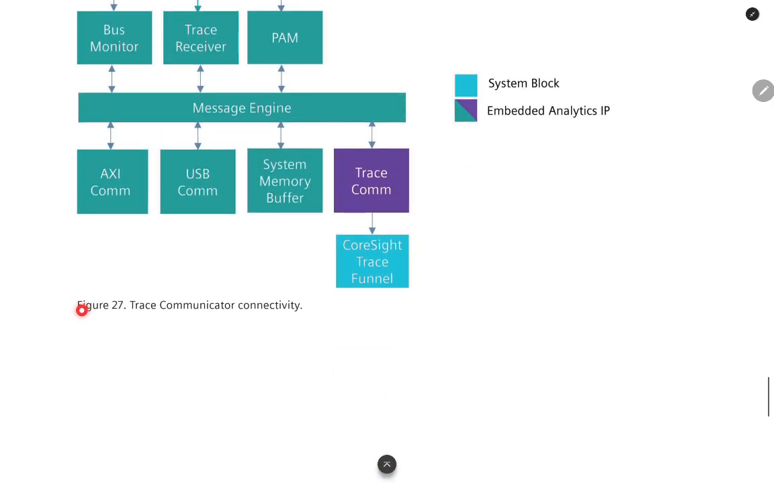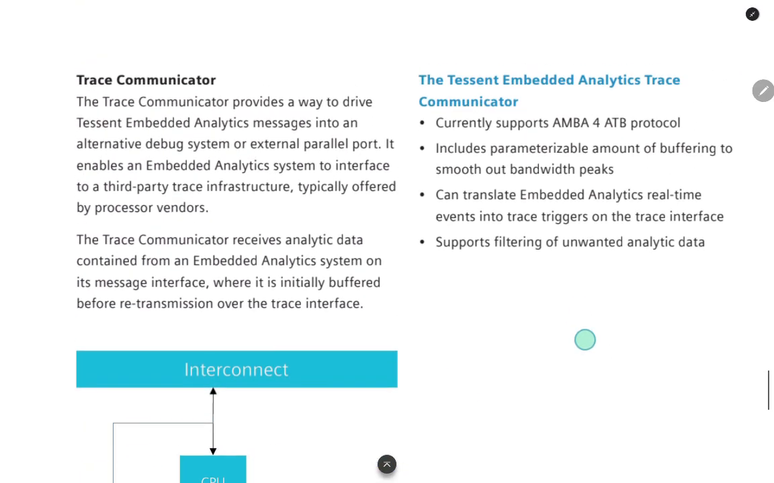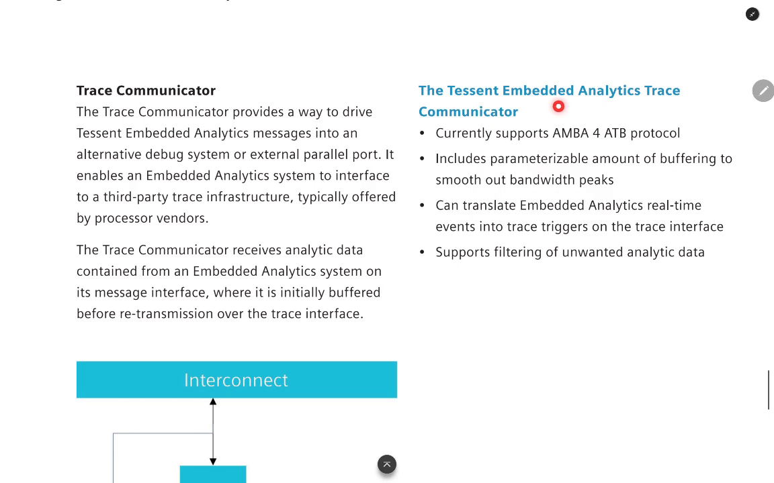So, figure 27, trace communicator. The Tessent Embedded Analytics trace communicator currently supports the MB4 ATB protocol, includes a parameterizable amount of buffering to smooth out bandwidth peaks, can translate embedded analytics real-time events into trace triggers on the trace interface, and supports filtering of unwanted analytics data.